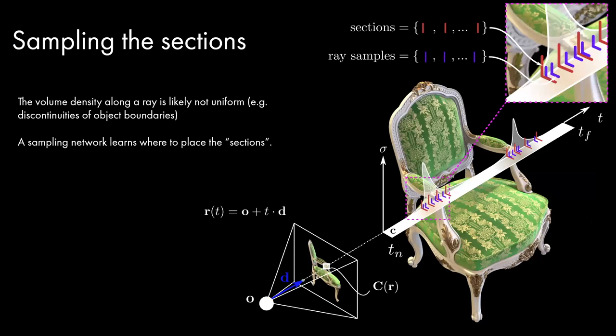Oh, here you go. For this chair scene, for example, if you have a ray going through the arms, you would position segments where the opacity would transition, where you need to model the signal better.